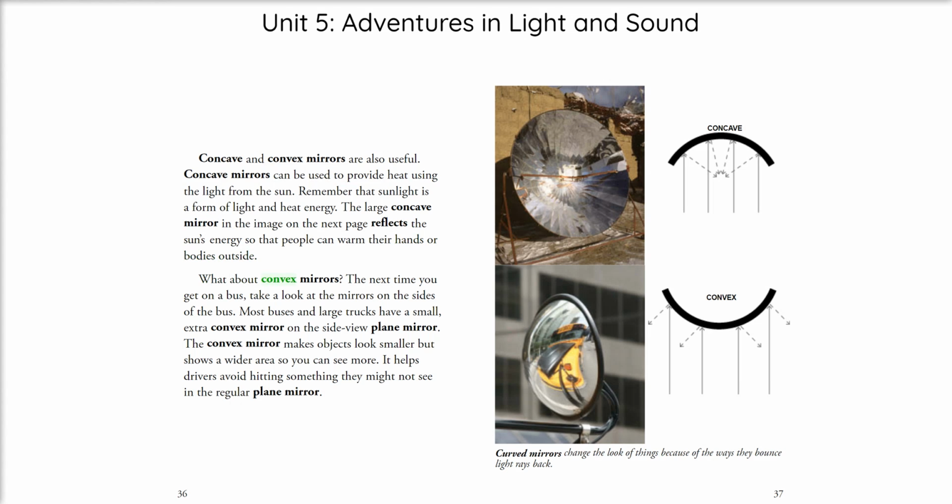What about convex mirrors? The next time you get on a bus, take a look at the mirrors on the sides of the bus. Most buses and large trucks have a small extra convex mirror on the side view plane mirror. The convex mirror makes objects look smaller, but shows a wider area so you can see more. It helps drivers avoid hitting something they might not see in the regular plane mirror.